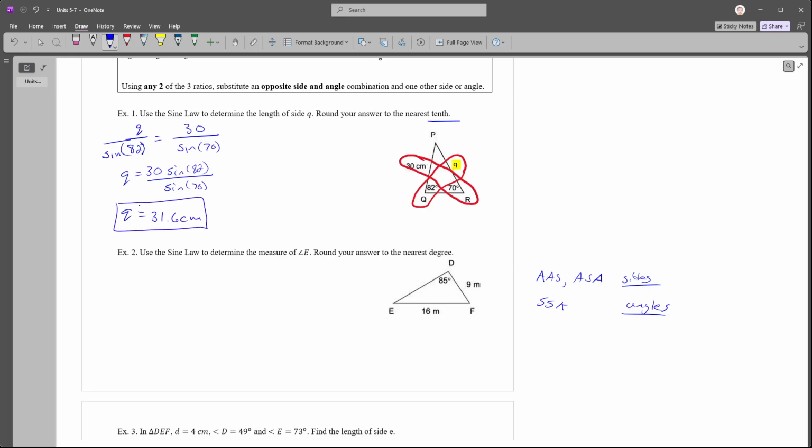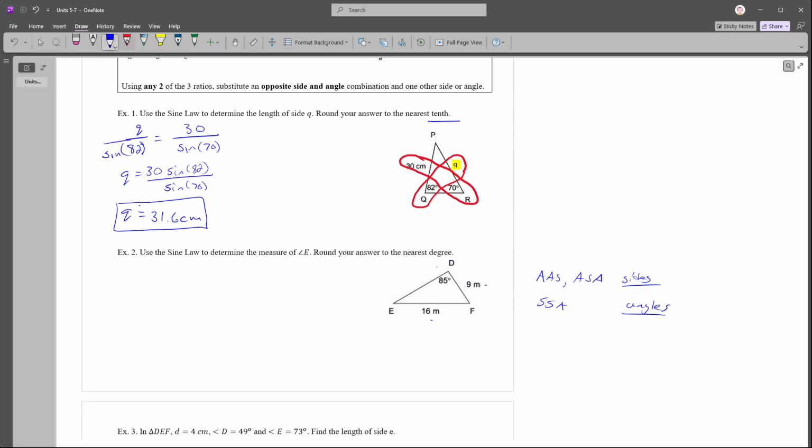There we go. Next question is basically exactly the same. We have to look at it and make sure that we've satisfied one of the 3 setups. So what do we have? Do we have 2 angles? No, we don't have 2 angles, so it can't be either one of the top 2. We only have 1 angle. So let's see if we have side-side-angle. Yep, this one works. So we can set this ratio up.